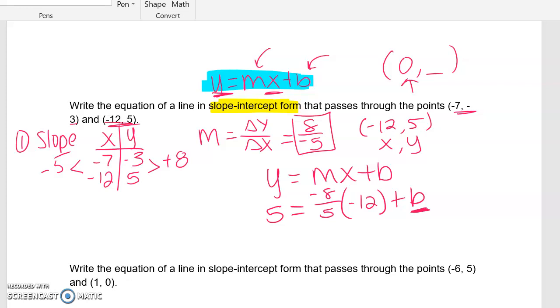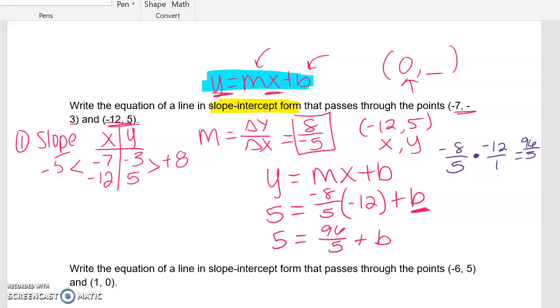So if I do a little math here, we have to multiply fractions. I know it's your guys' favorite. So I have 5 is equal to -8 over 5 times -12 over 1. If I multiply straight across, 8 times 12 gives me 96 over 5. A negative times a negative is a positive. And I'm left with 96 over 5. So 5 is equal to 96 over 5 plus b.